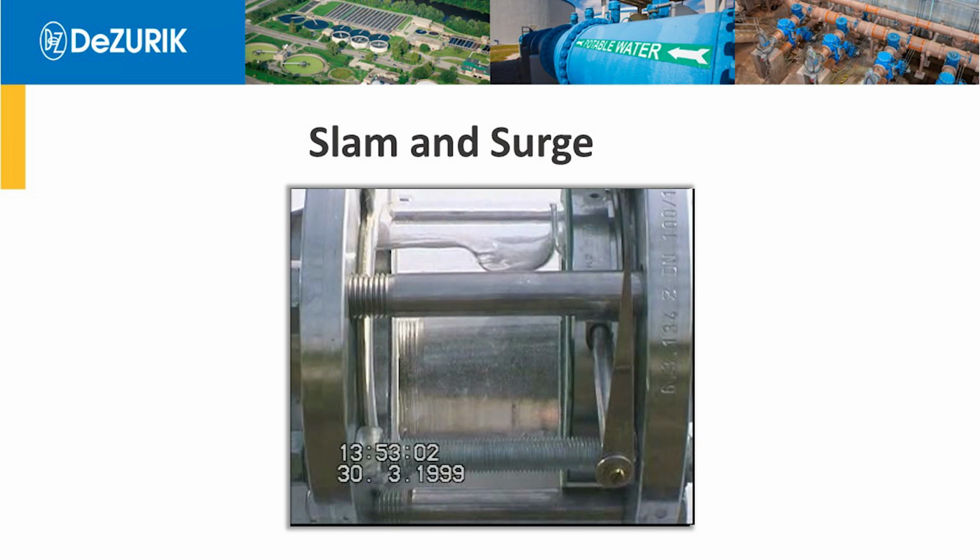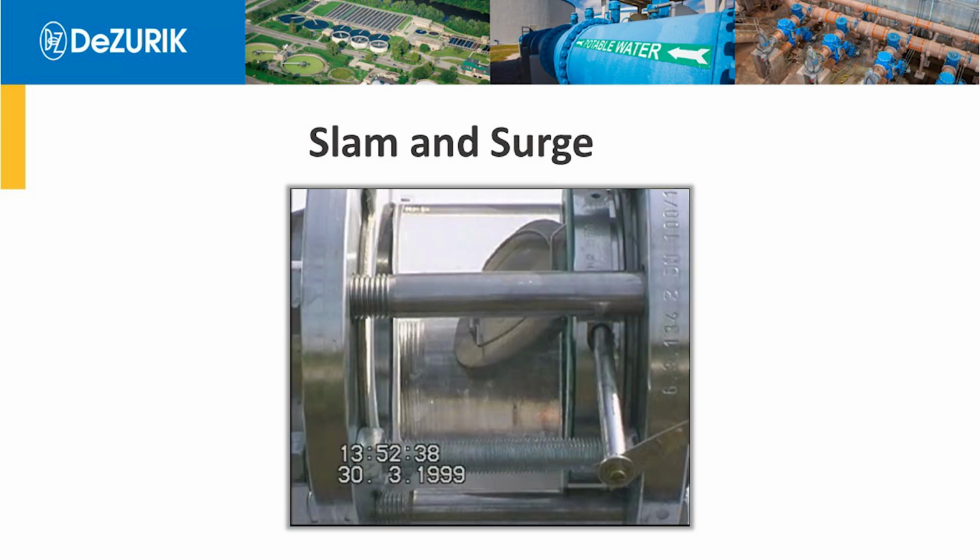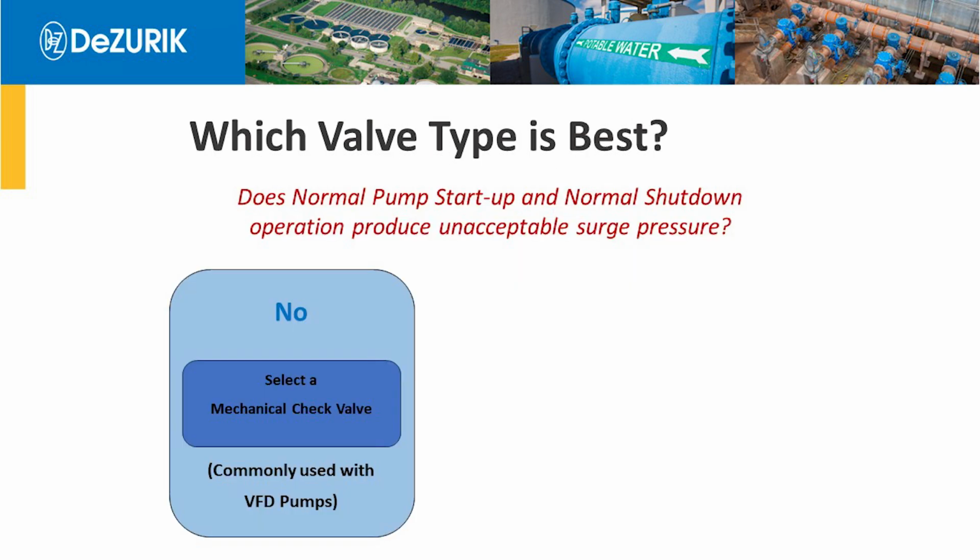And you see by the fluid in the pipeline, each surge pressure is becoming less intense because the friction in the pipeline is absorbing that energy and bringing that fluid column to rest. So that's slam and surge. So the $1 million question is, how do we prevent that? Which valve is best?